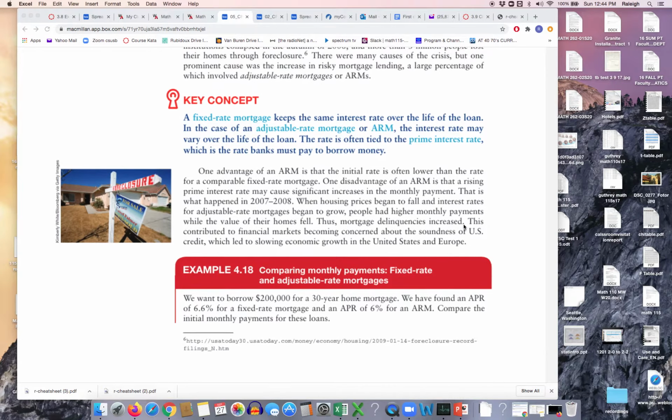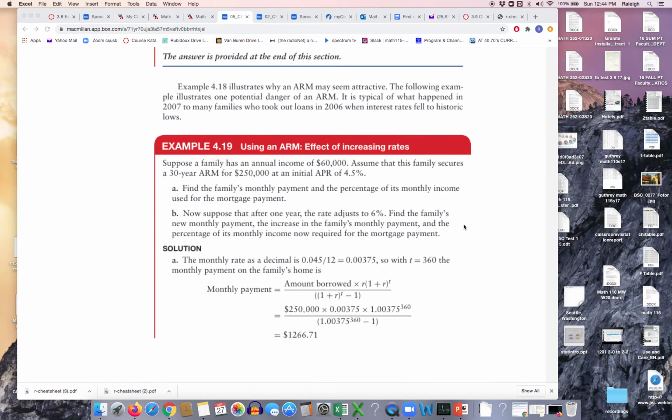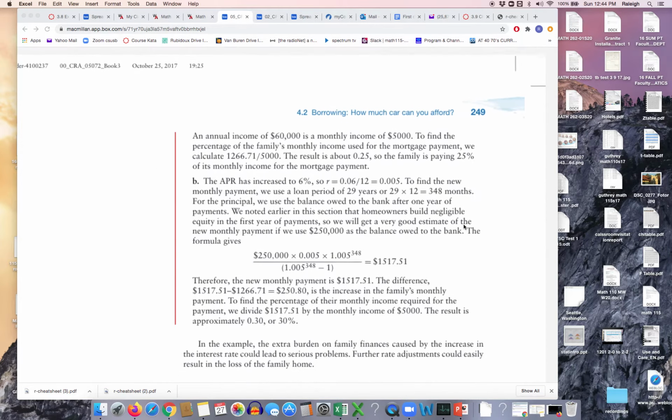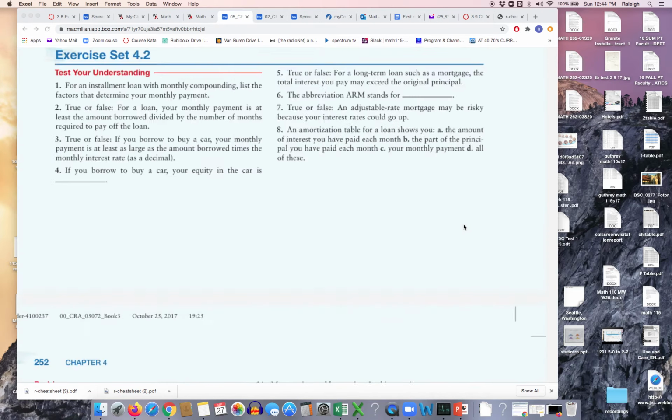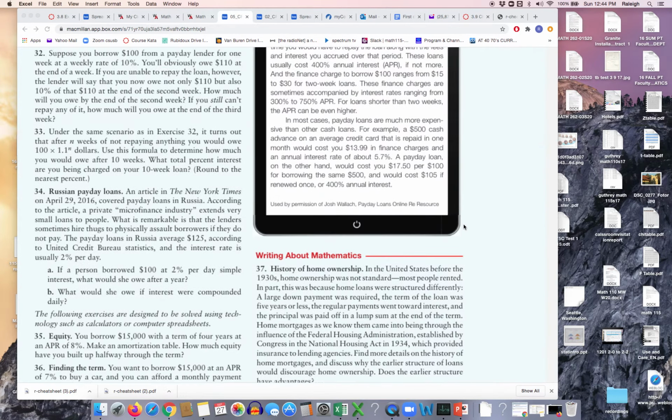Anyway, they talk about adjustable rate. We're not going to cover adjustable rate mortgages. It's just too difficult. In fact, honestly, it involves calculus to do it right. But they did have a comparative thing. Let's move on. Let's get to 4.3.